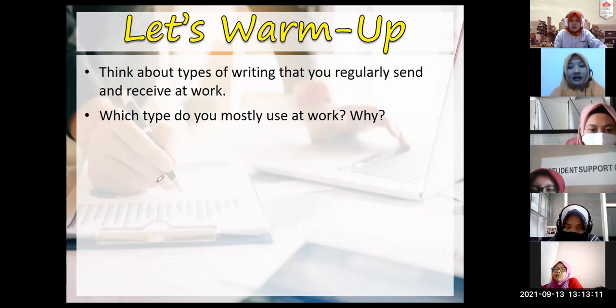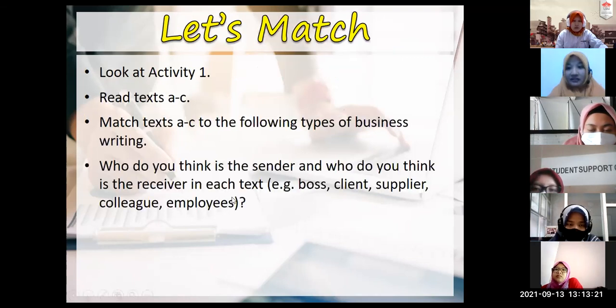Thank you, everyone, for sharing. Now let's continue first. Later, we can have the sharing part again. Okay, I will go to the next slide. Let's go to activity 1, everyone. On activity 1, you can check on your PDF file. I have 3 types of business writing there, and try to match. Is it memo A, B, or C?